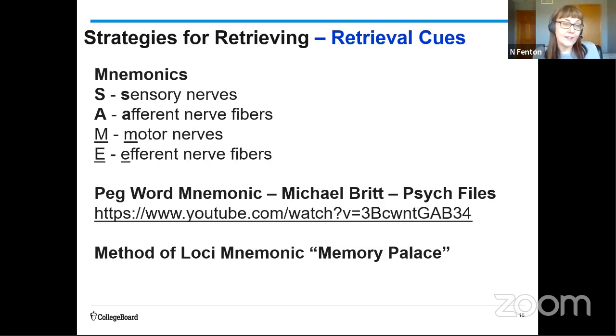You can also do a method of loci, which is sometimes called a memory palace. And this is connecting a series of items you want to remember with a series of locations in a familiar place. So maybe rooms in your house, your path through your school day, your neighborhood.